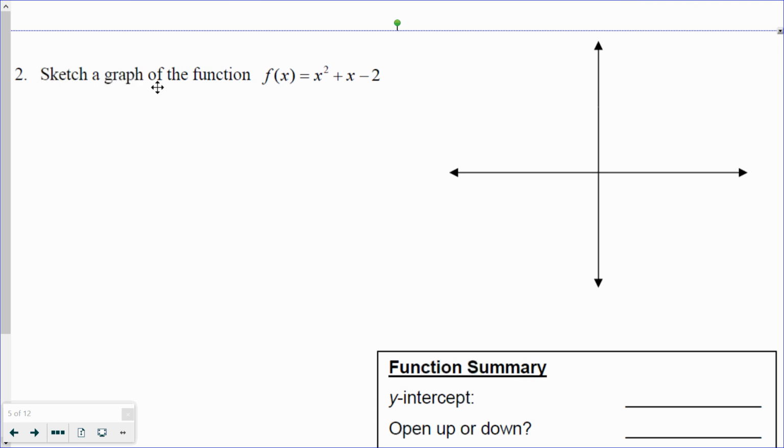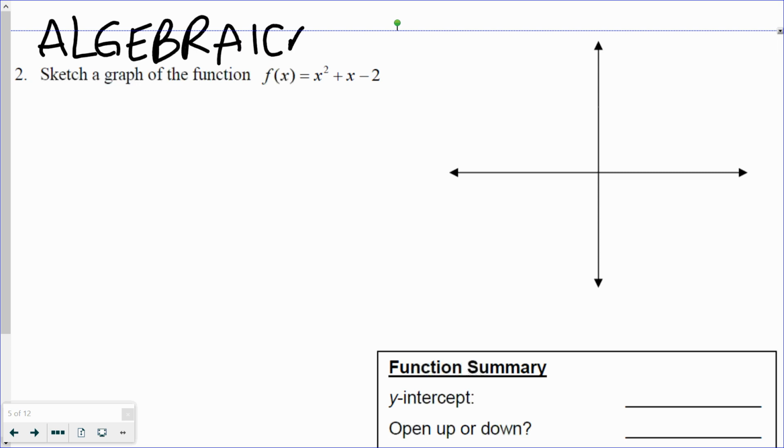So sketch a graph of the function. So maybe let's just add the word algebraically. Meaning you're obviously going to punch it in your calculator and kind of plot it out and know what it's going to look like. And that's not at all cheating. So please do that. Use your calculator, but do the whole process as well. So we're just going to go through the exact same steps. Now we have a little bit of a different graph, so we'll see how it changes.